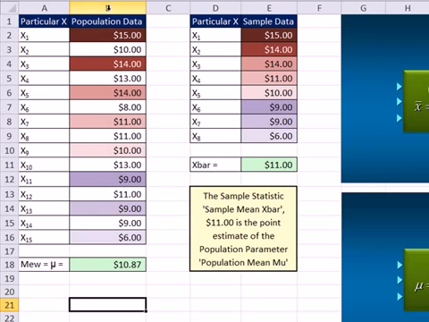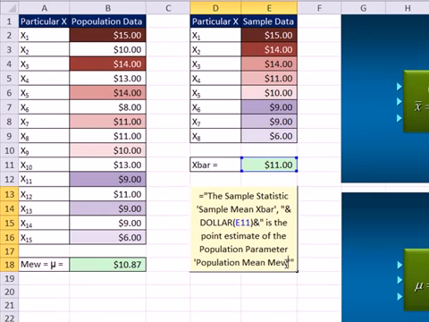This is a small example right here. We calculate 10.87. Here, we pulled out just some of them. We did a little sample, and we calculated X bar at 11 bucks. So the sample statistic, sample mean X bar, 11 bucks, is the point estimate of the population parameter, population mean mu.